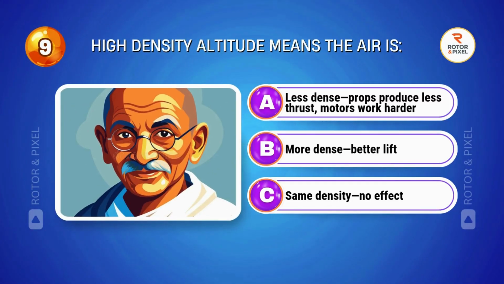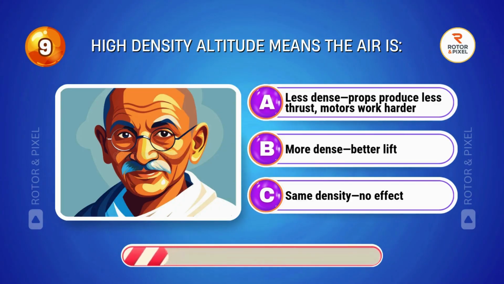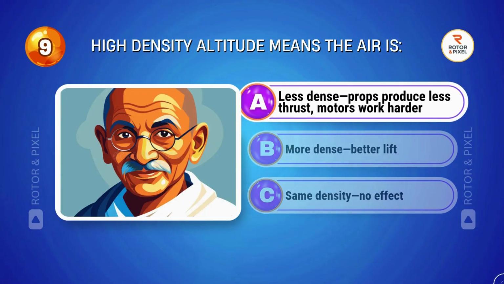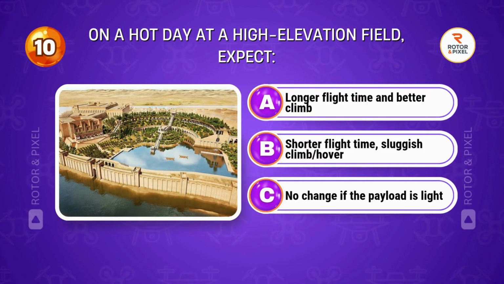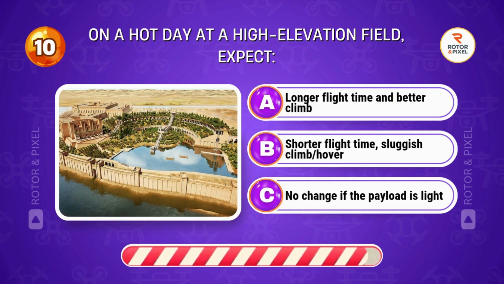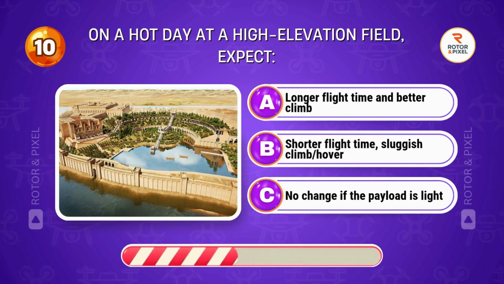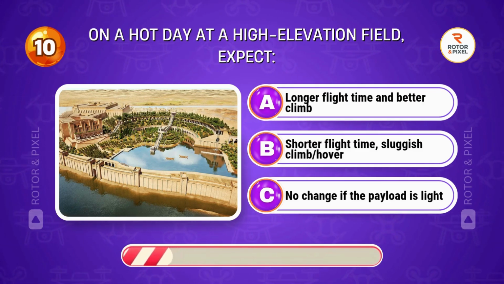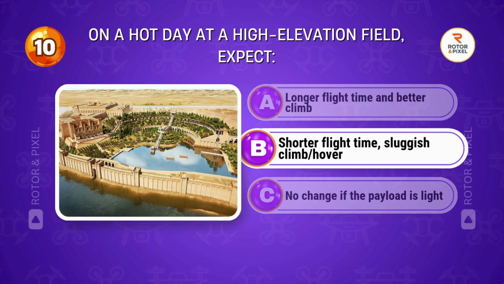High density altitude means the air is Answer A, less dense, props produce less thrust, motors work harder. On a hot day at a high elevation field, expect Answer B, shorter flight time, sluggish climb, hover.